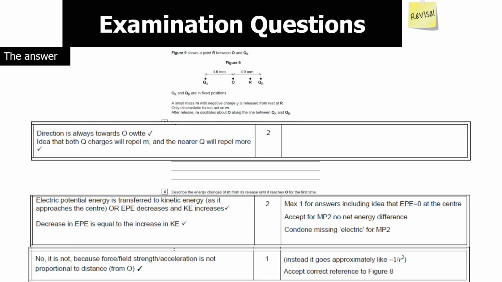Now, the last one: will it perform simple harmonic motion? Well, this links to the idea of what simple harmonic motion is. Simple harmonic motion comes from the idea that the acceleration is directly proportional to the displacement in the opposite direction. Now, you should know that the electrical field strength and the electrical force link as 1 over r squared. So it's not going to be directly proportional to distance, because it's over distance squared. Therefore it will not be simple harmonic motion.